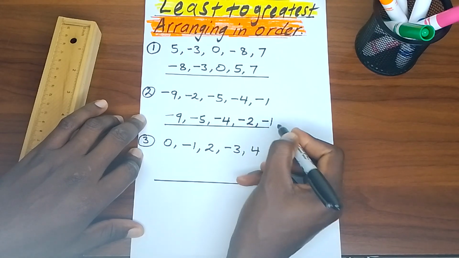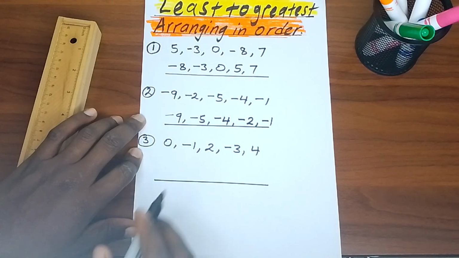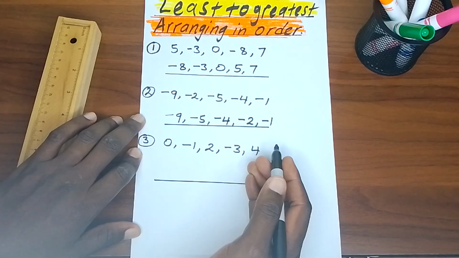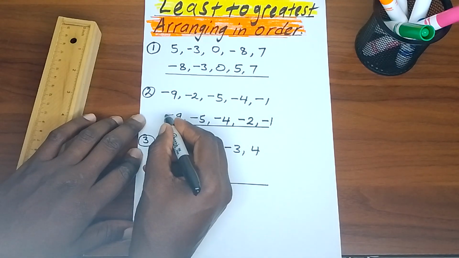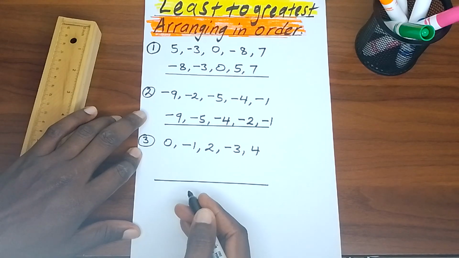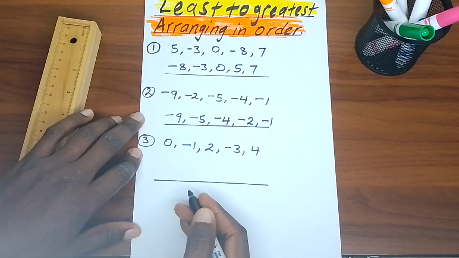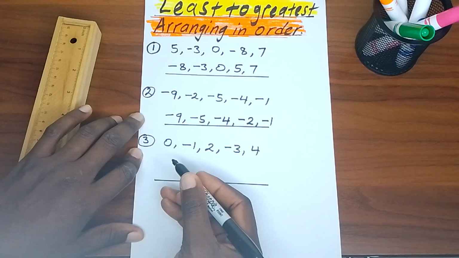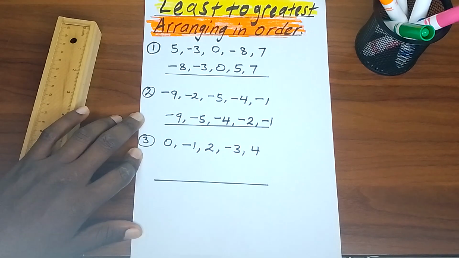Then -1. So this means that -1 is the largest in all these numbers that we are given. Why? Because -1 is closer to 0, which is the neutral number always when we are arranging numbers on the number line. Then we go to our third example.